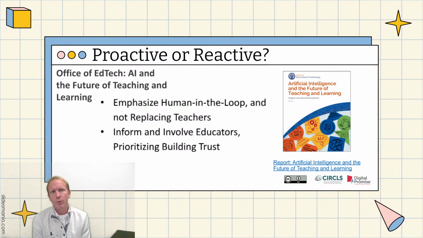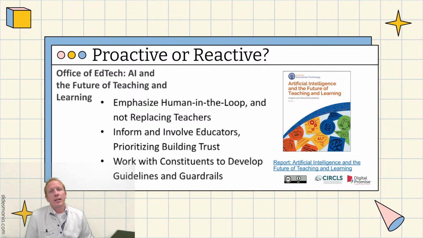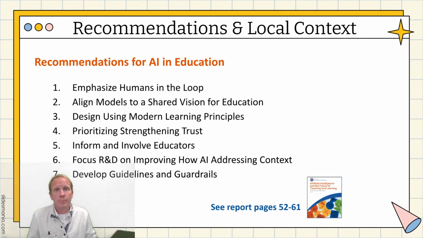Another major takeaway that they put in this report is to inform and involve educators and to prioritize building trust with educators. And lastly, to work with constituents to develop guidelines and guardrails around the use of artificial intelligence, whether it is generative AI, like I demonstrated with ChatGPT as an example, or whether it's the adaptive artificial intelligence within a specific tech tool or platform that your district is already using. How are we getting to know that as educators so that we ensure that humans are at the center of decisions being made in education?